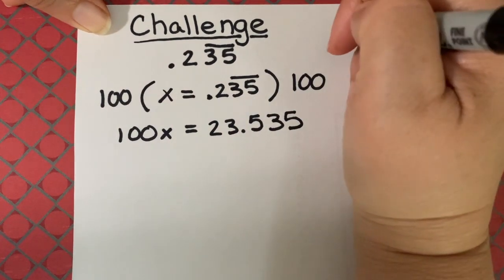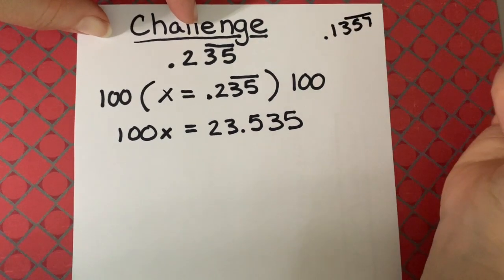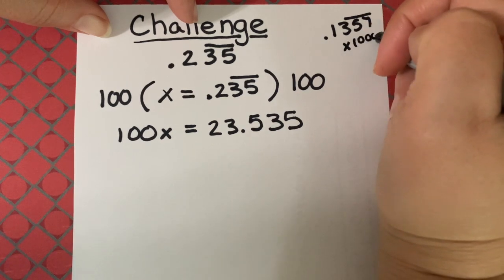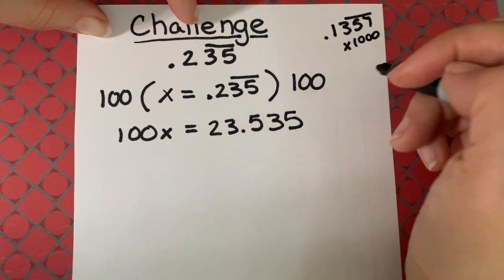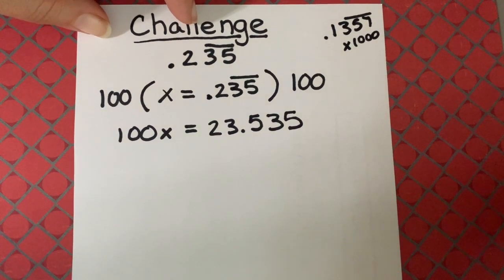If there were 3 numbers repeating, like 1, 3, 5, 7, I would multiply it by 1,000. If there was 1 number repeating, what do you think I would multiply it by? Exactly, I would multiply it by 10.